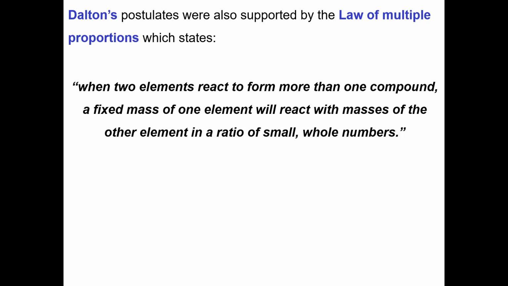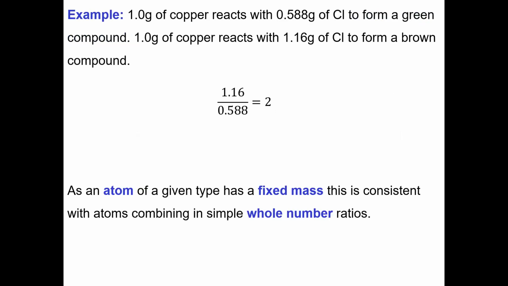The other piece of data that Dalton had when he was putting together his atomic theory was the law of multiple proportions, and that states that when two elements react to form more than one compound, a fixed mass of one element will react with masses of the other element in a ratio of small whole numbers. So that's a little bit of a mouthful, but let's break it down and have a look at an example.